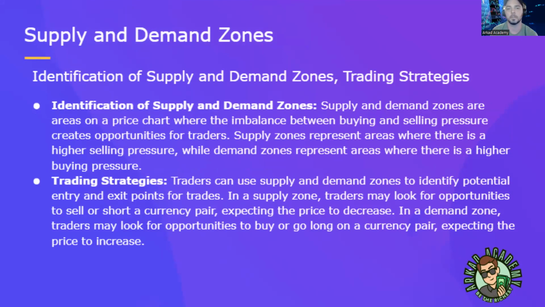Trading strategies. Traders can use supply and demand zones to identify potential entry and exit points. In a supply zone, traders may be looking for opportunities to sell or short a currency pair, expecting the price to decrease. In a demand zone, traders may look for an opportunity to buy or go long on a currency pair, expecting the price to increase.